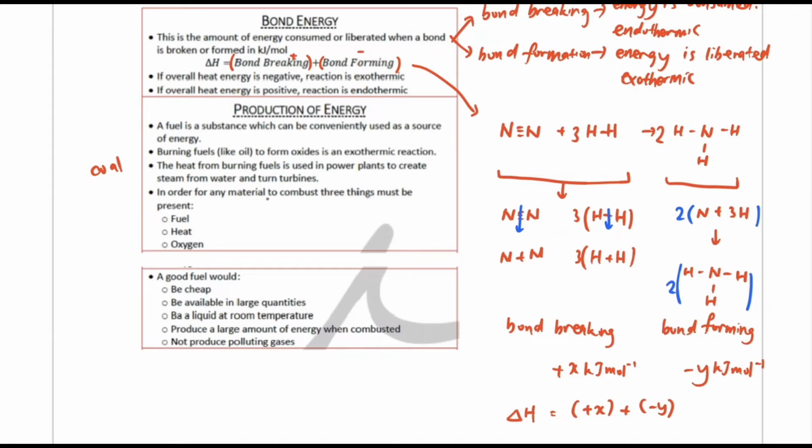That's under physics. Okay, so it produces energy. What we can conclude here is burning of fuel at the end produces electrical energy. So in order for any material to combust, three things must be present: fuel, heat, oxygen. You need fuel to burn, you need heat. So the fuel will react with oxygen to form carbon dioxide, for example.